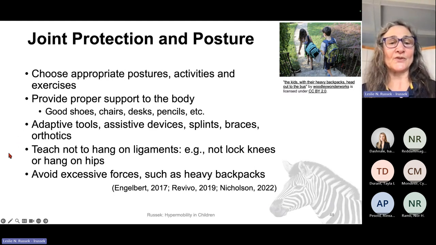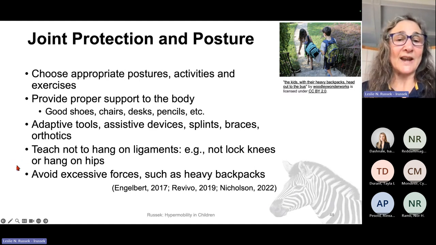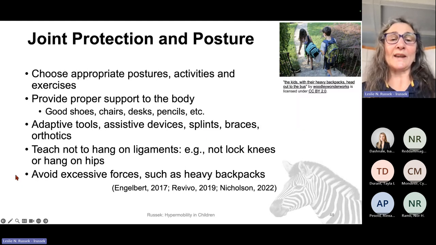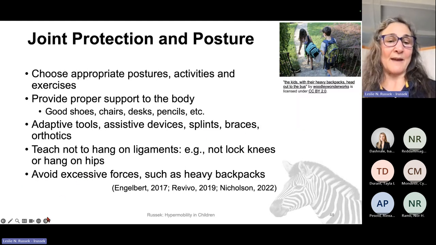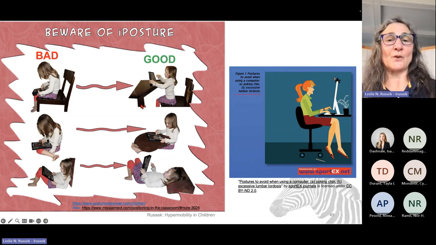I'll give you a few examples. Teaching them not to hang on their ligaments, not lock their knees or hang on their hips, and to avoid heavy forces like these heavy backpacks. So posture, setting them up so that they can have good posture. So give them a table to put that iPad on or a pillow so they're not hunching over it.